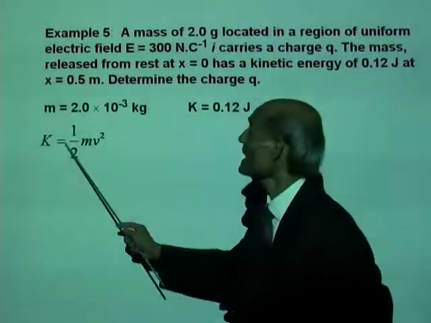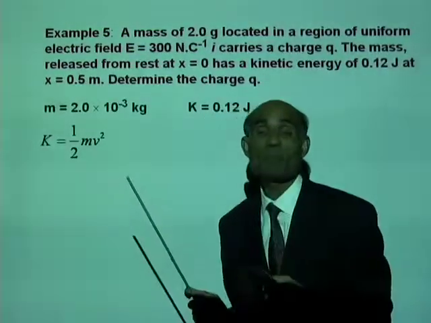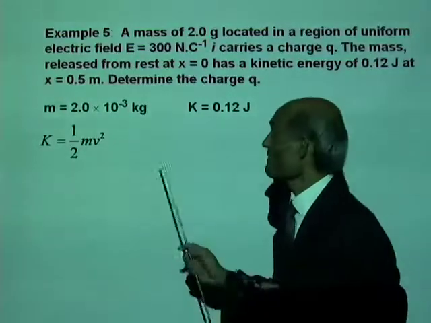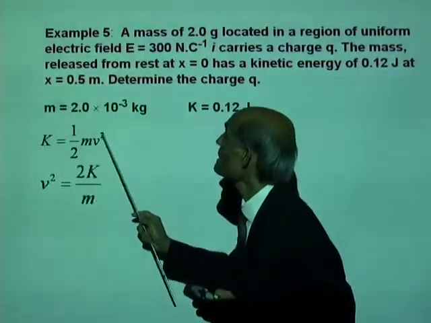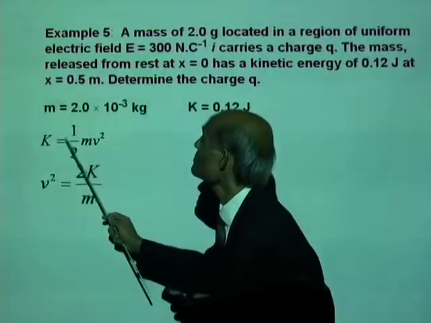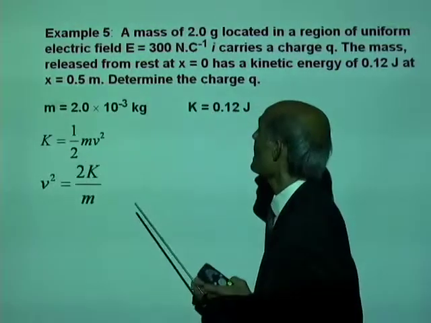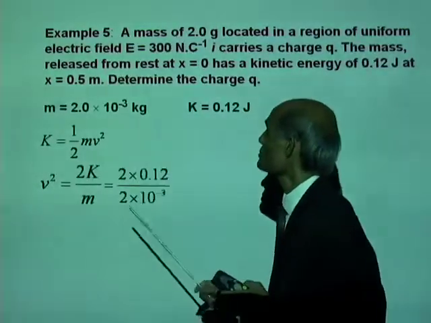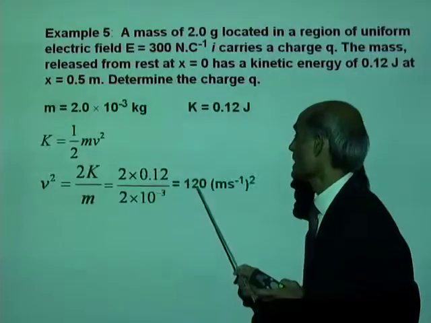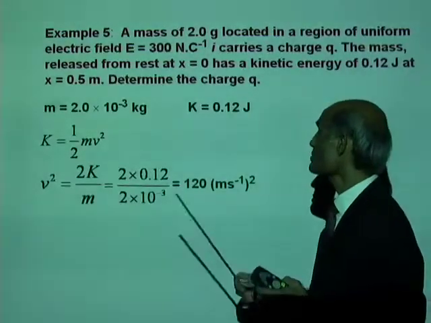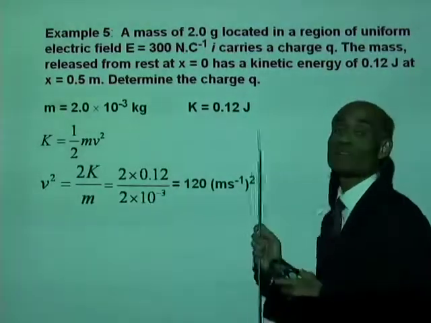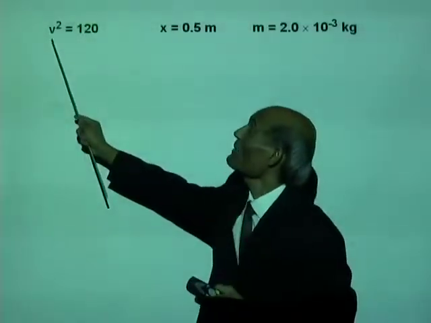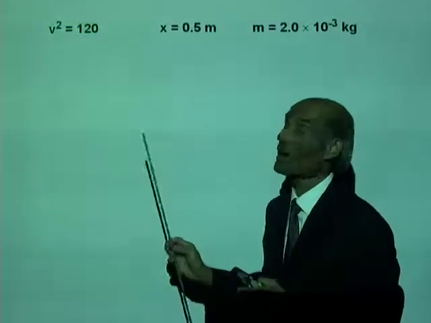We have kinetic energy is 1/2 mv squared, so we can find the velocity. Therefore, what is v equal to? v squared equal to 2k divided by m. We know the kinetic energy, we know the mass. Using those values, I get v squared is 120 meter per second squared. And we will now carry the value of v squared.